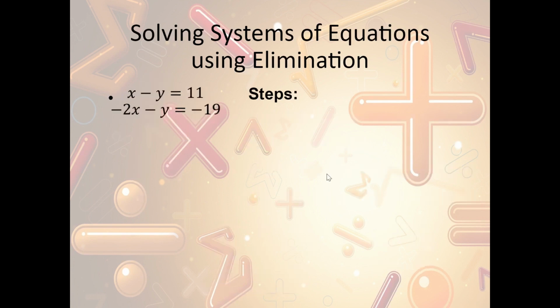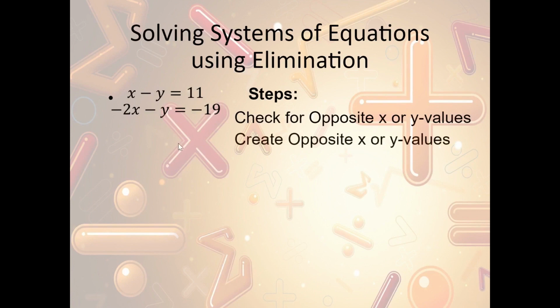Now let's take a look at another example. So we're going to check for opposite x values or y values. So we have a positive 1 and a negative 2. Well, they have opposite signs but not opposite values. We have a negative 1 and a negative 1. So again, we don't have opposite values. So if we don't have opposite values, we're in trouble. So what we need to do is we need to create opposite values. We need to multiply either one or both of the equations by some number to get opposite values.